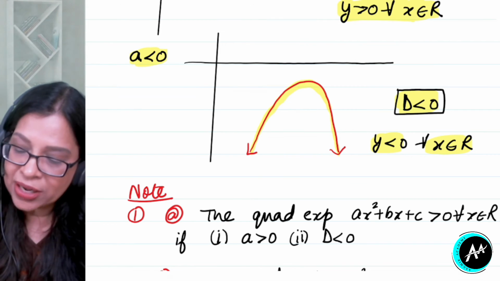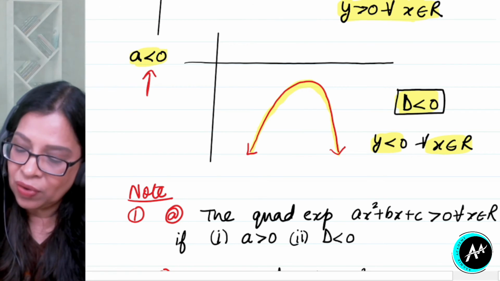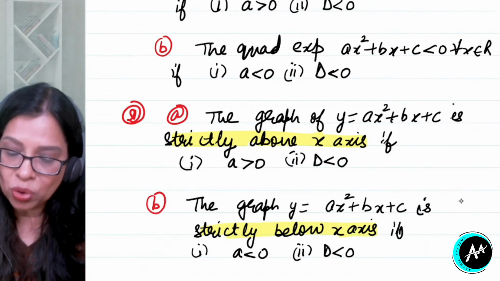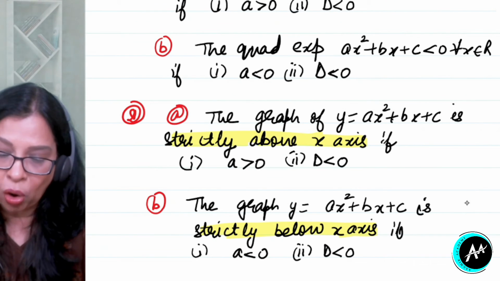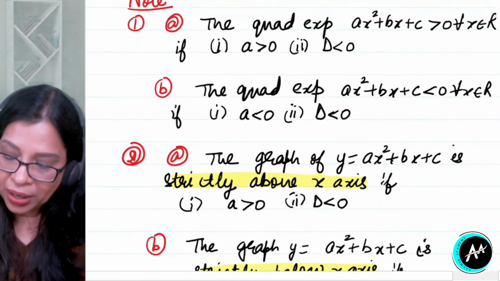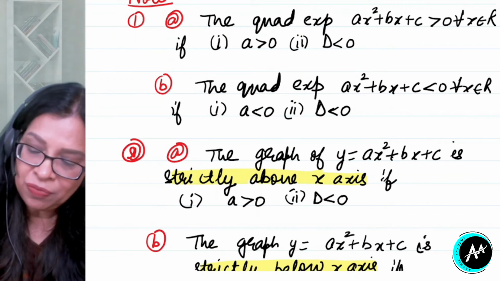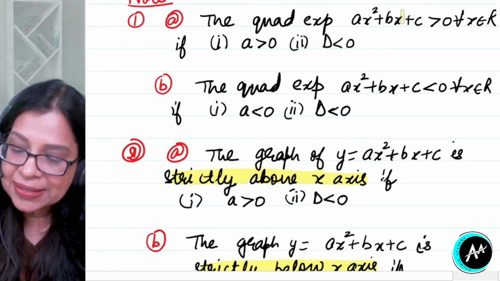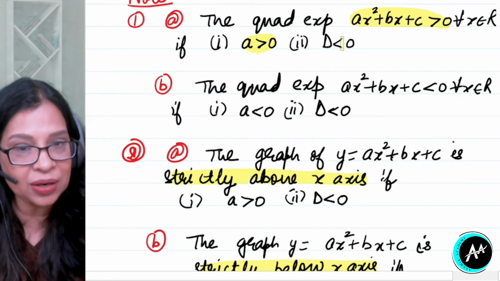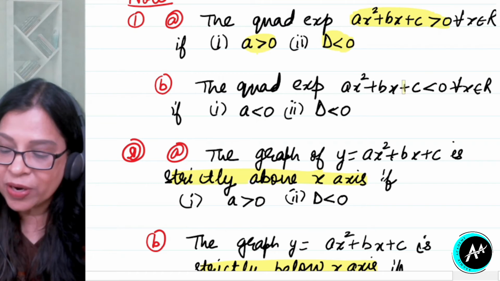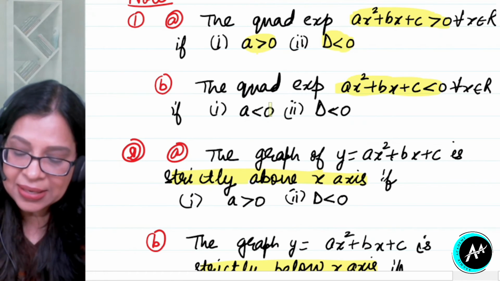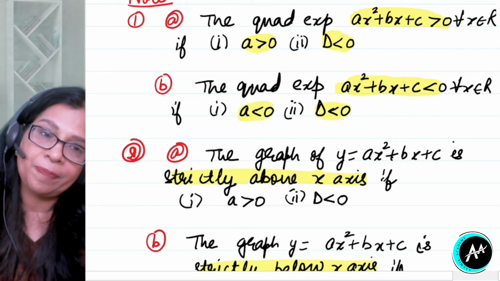So what are the two conditions? A is negative and d is also negative. So these are the most important 2 points which we have got. Okay, first one was that quadratic expression is always positive. This quadratic expression is greater than 0 for every x if a is positive and d is negative. Then we said quadratic expression is always negative, that is for every real x when a is negative and d is also negative.